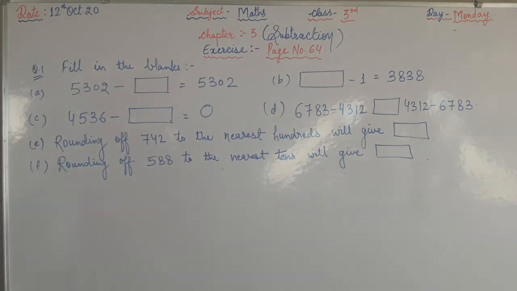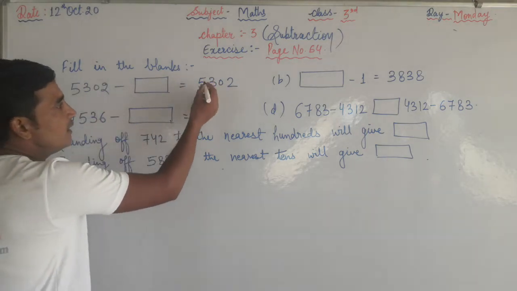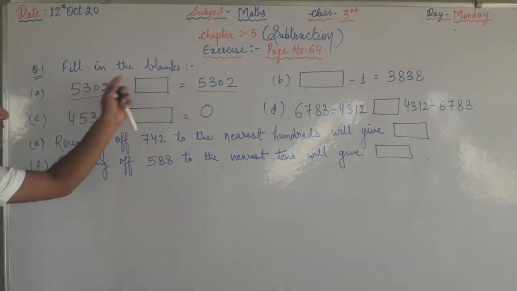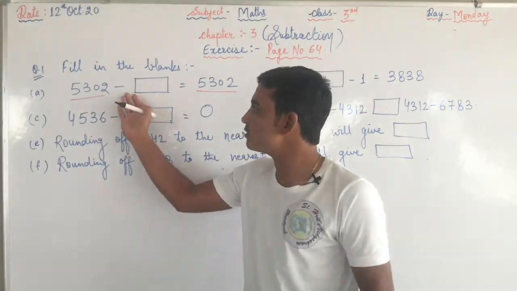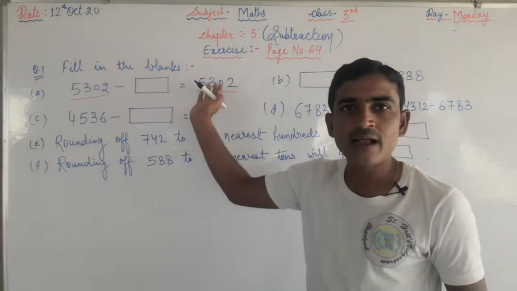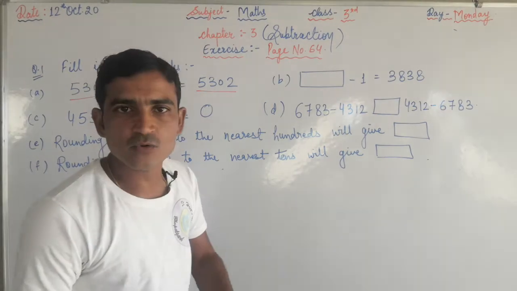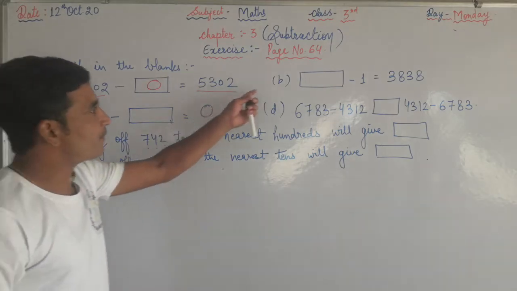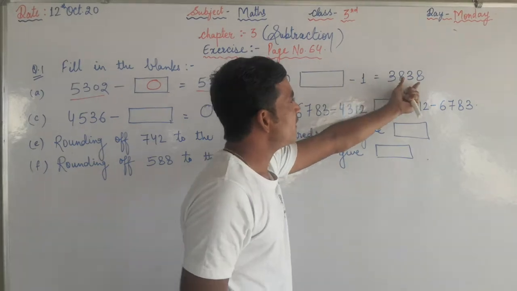See these questions we are going to discuss. See part A: what number we have to subtract from this number to get the number? Both the numbers are the same. When we subtract 0, meaning nothing, from this number, then what is the result? The number itself. All these things we have already discussed in the properties of subtraction. So the answer is 0.